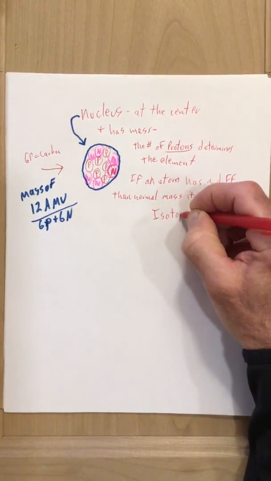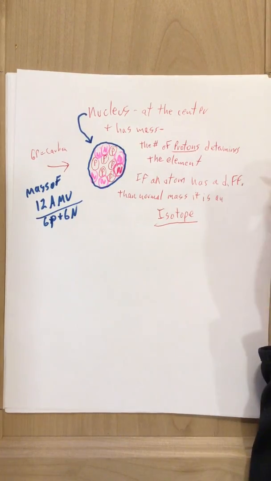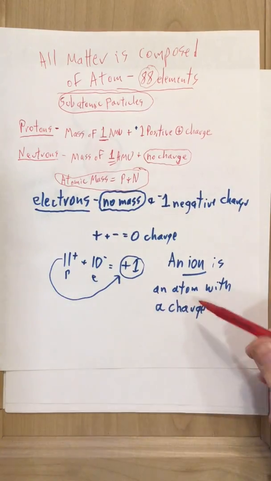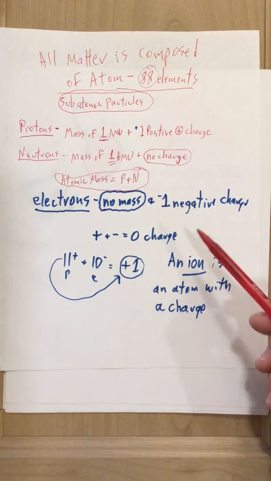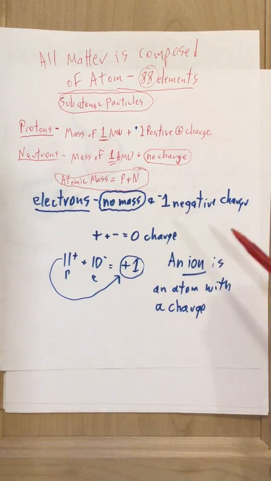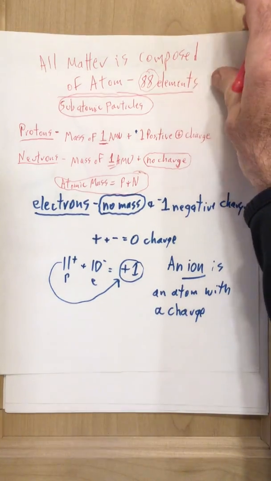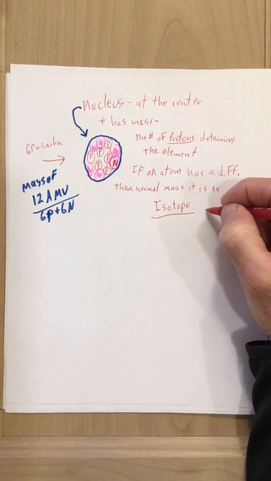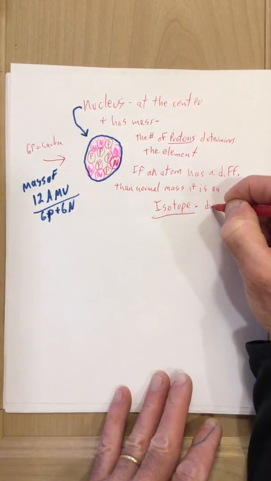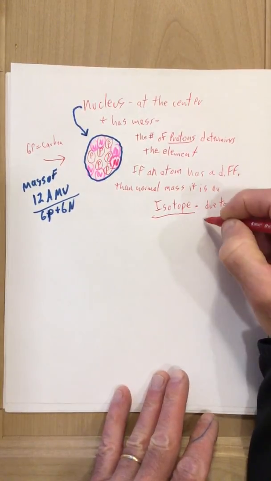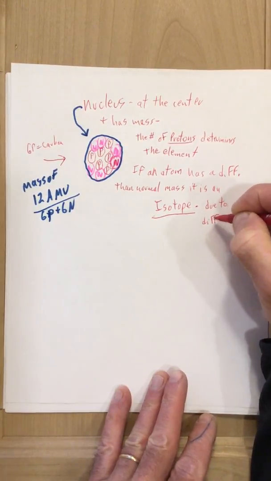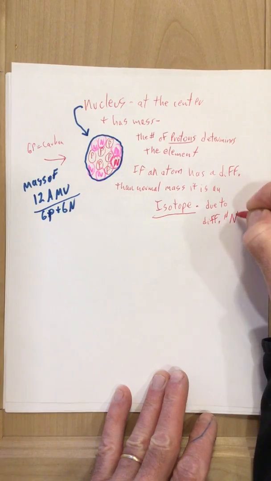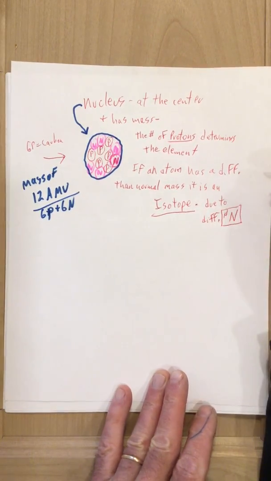All right? Do not get these two words mixed up. An isotope is not an ion. Remember, an ion is an atom that has a full charge. That means it's got one or more electrons missing or added. In this case, we're talking about different numbers of neutrons. Neutrons can be different, right?